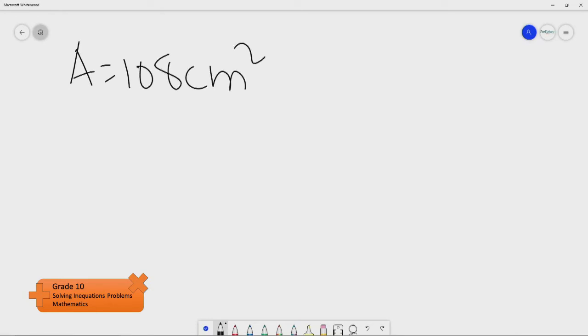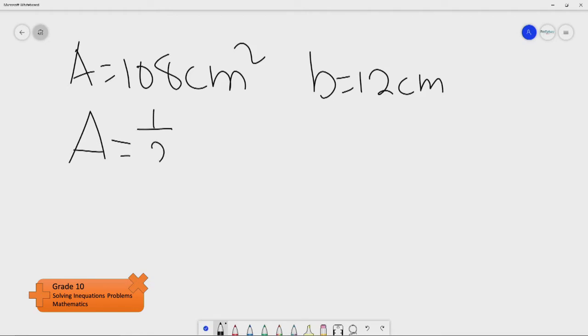Let's continue reading. If the length of the base of the triangle is 12 centimeters, so our base is 12 centimeters, determine the greatest possible value of its altitude. And our altitude is also known as the height. So first, let's write the formula. So area of a triangle is half BA, or half of the base times the height.